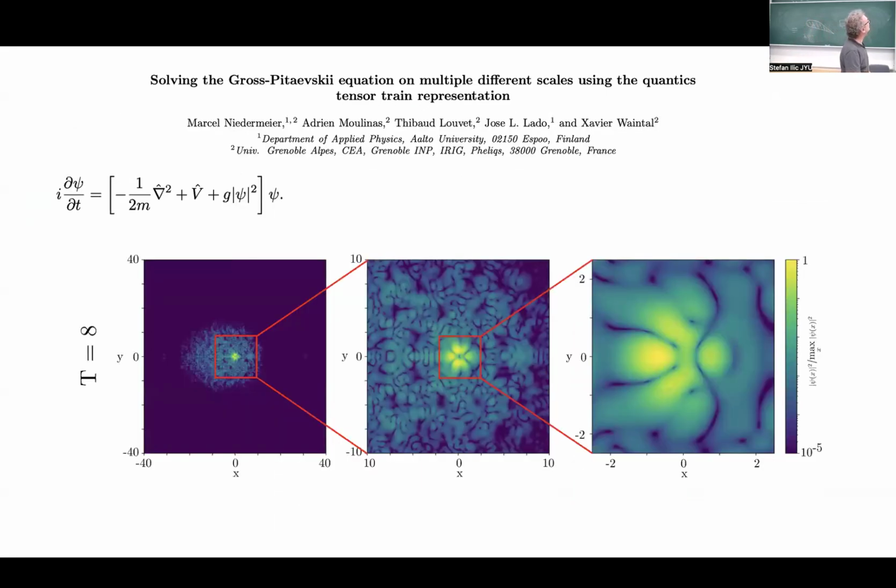That's a Finnish example. So from Marcel, so it's a group of Roselado. So with ourselves also. So it's Gross-Pitaevskii. So now you want to evolve things in time. You have a Laplacian, you have a potential. In this case, the potential is very weird because it's actually an incommensurate potential.